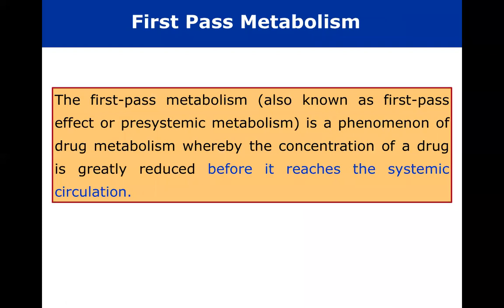Now we are talking about first pass metabolism. First pass metabolism is different from metabolism, which is the third part of pharmacokinetics. Here we are talking about a small topic, first pass metabolism, also known as first pass effect or pre-systemic metabolism. Pre-systemic means before reaching the systemic circulation. It is a phenomenon of drug metabolism whereby the concentration of a drug is greatly reduced before it reaches the systemic circulation.